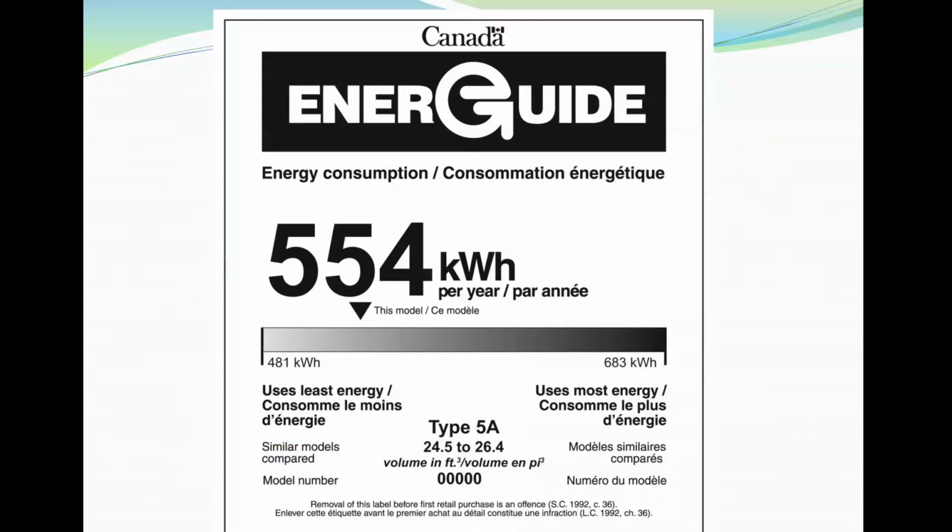So this is an example of an EnerGuide label. This is what you see when you bring in a fridge or a dryer or a stove, a dishwasher. They all come with this kind of label, which is very visible. It's quite a large label, and there's this information. It tells you that it uses 554 kilowatt hours per year. So that's like the consumption.